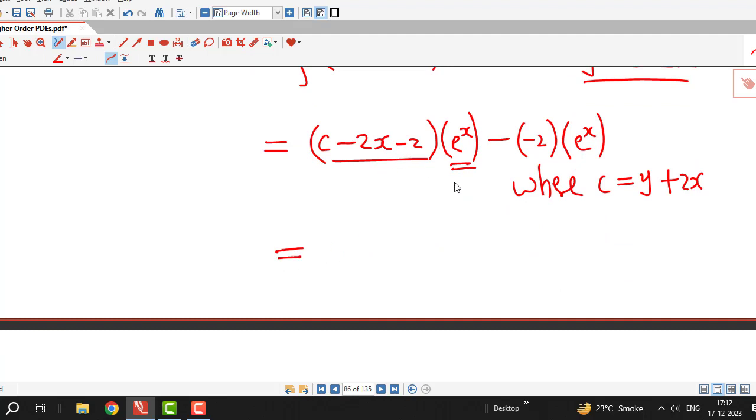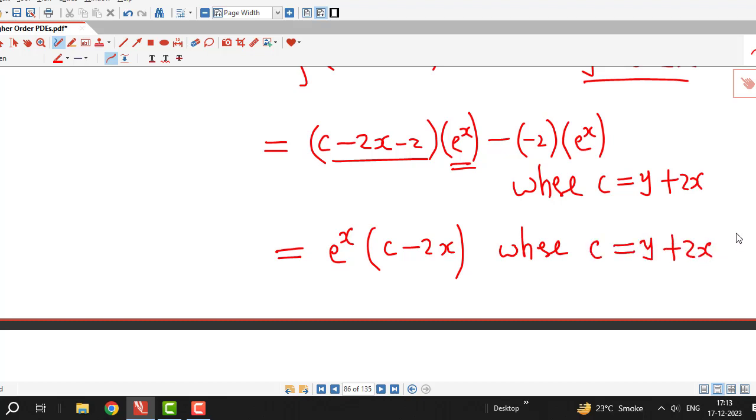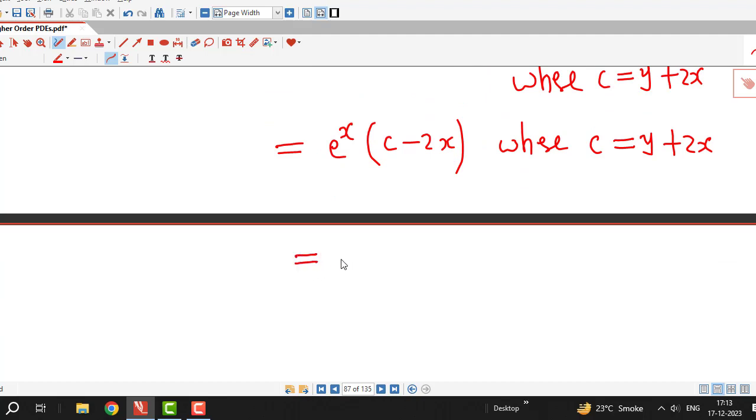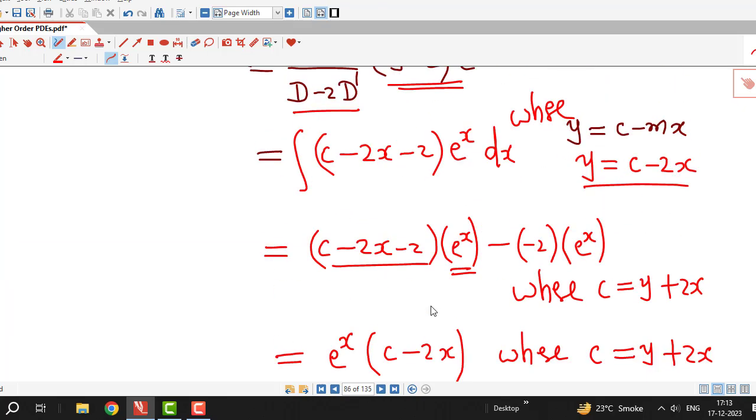Now you can see, I can first simplify this. I take e raised to x common, and here you can see c minus 2x minus 2 and plus 2, that will get cancelled, and here I write c equal to y plus 2x. Now after integral, again I have to replace c by y plus 2x. So if I am replacing c by y plus 2x, 2x will get cancelled, and my particular integral is y times e raised to x.